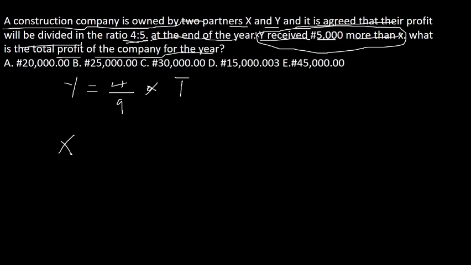For X, it is going to be what? For X, it is going to be 4. The part taken by X is going to be 4/9 multiplied by what? Total. Is that not it? Yes, it is.